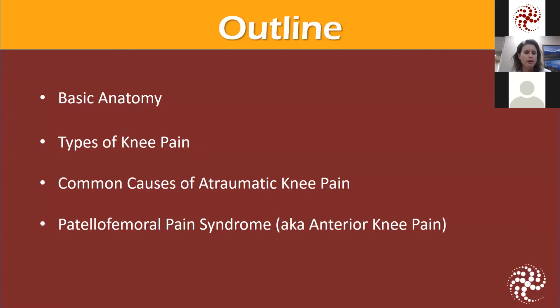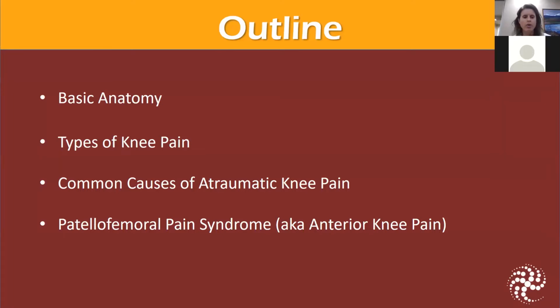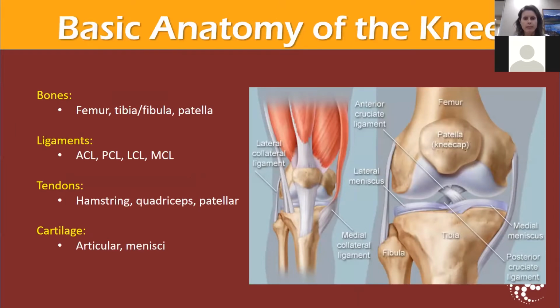And then I'll touch on different types of knee pain, and then I'll talk a little bit about common causes of what we call atraumatic knee pain. And then we'll hone in on something that I think Laura and I both see quite a bit of in our practices, anterior knee pain, or what we call patellofemoral pain syndrome. And then Laura will dive into that a little bit more in terms of her approach to treating this.